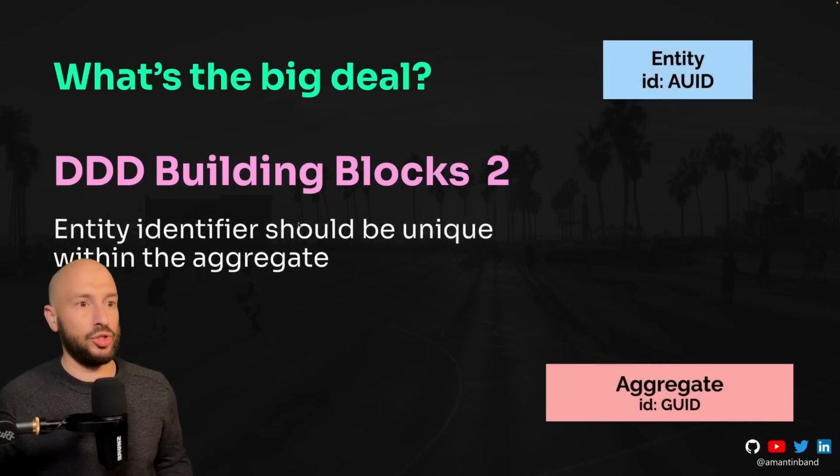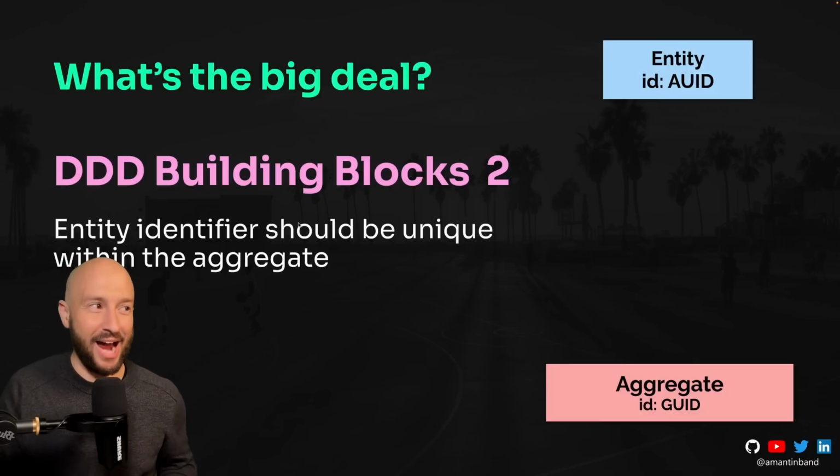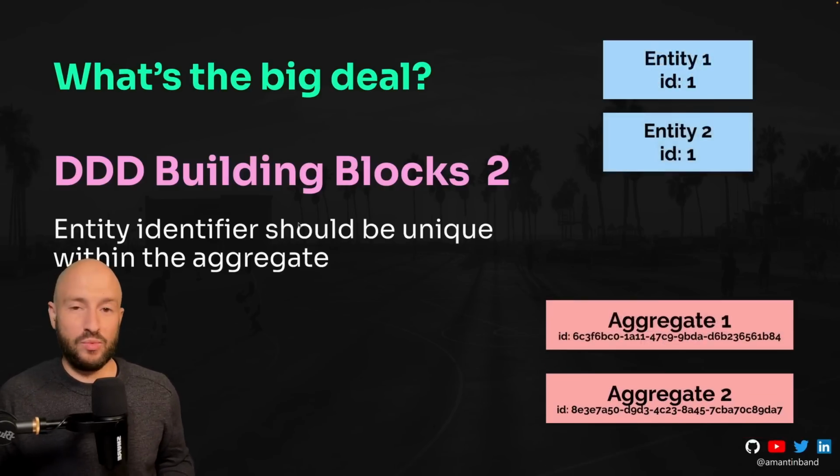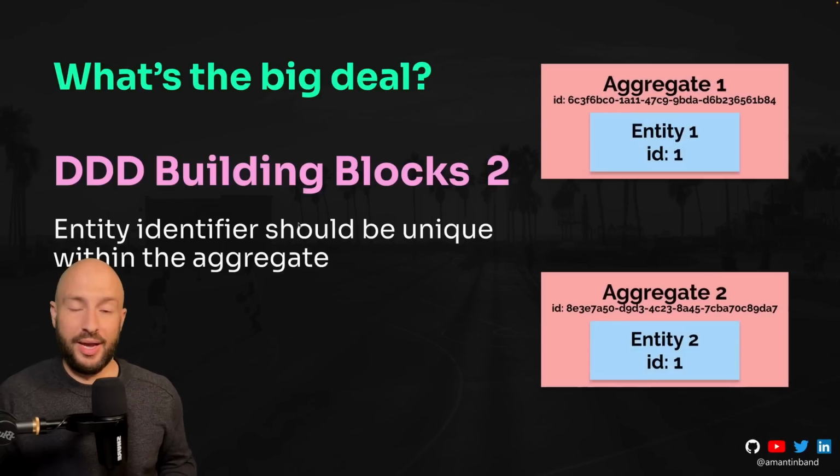Okay, moving on to the second building block. The entity needs to be unique within the aggregate. So I invented an acronym, which is AUID, which means aggregate unique identifier. So the entity ID needs to be unique within the aggregate. If we're looking at it one next to the other, then if we have two entities, they can have the same ID as long as they're sitting within two separate aggregates. Okay, so the following is legal.